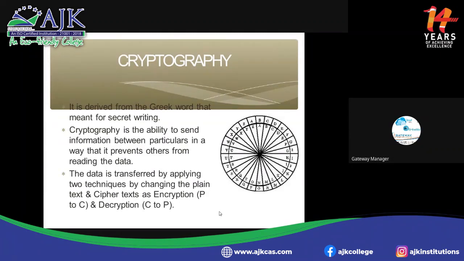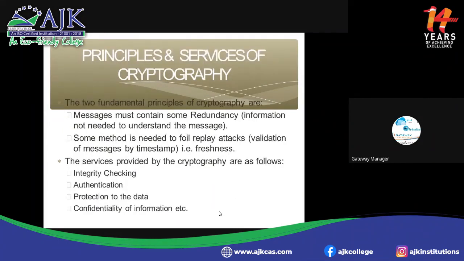Encryption is to convert the original format to an unknown format. From the unknown format, making the original format again is used for decryption. So this is the logic behind the techniques we use for cryptography, like plain text to ciphertext and ciphertext to plain text. How can this happen? What is the principle? What is the service of cryptography?